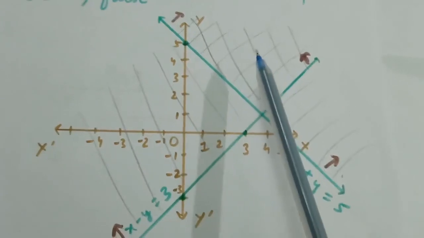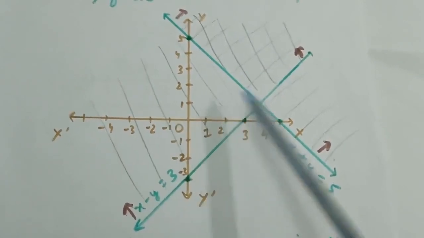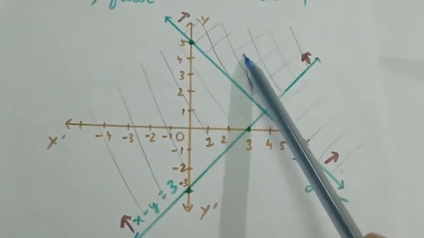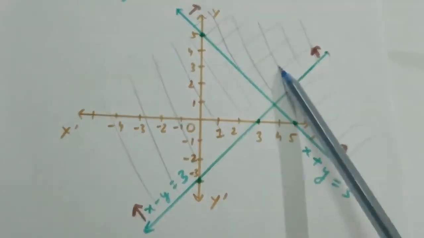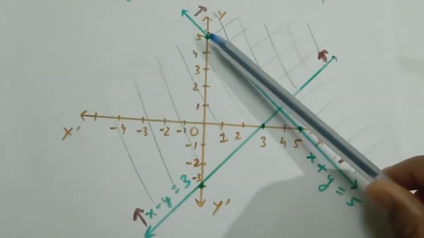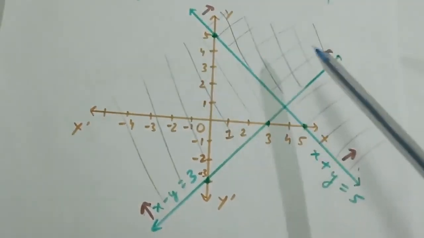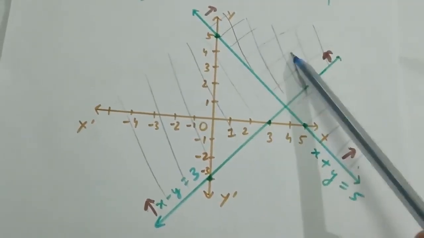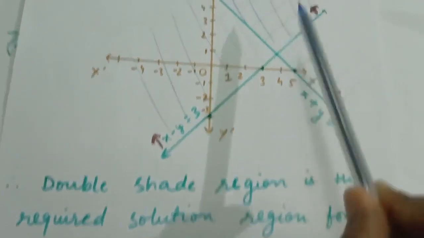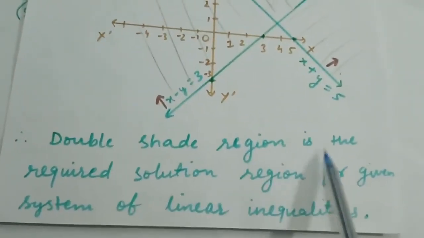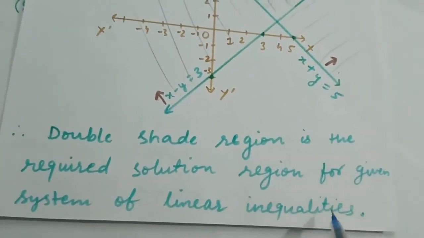Now you can see this is the common portion. As you can see here, there are single lines. Here also single lines are there, but here now you can see double lines are there, right? Therefore, as we can see from the arrows also, the portion of this line is this side and the portion of this line is this side. So the common portion you can see is this, which is the required solution region. Double shaded region, that is this one. Double shaded region is the required solution region for given system of linear inequalities.